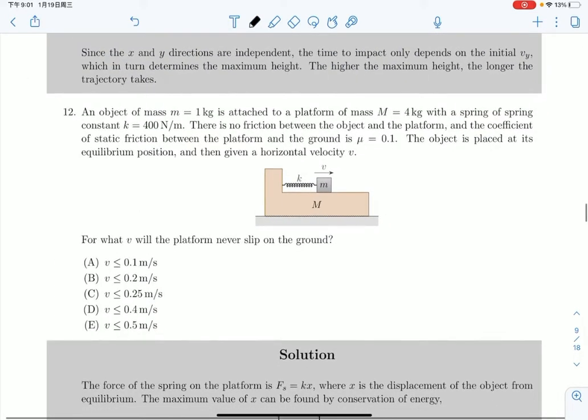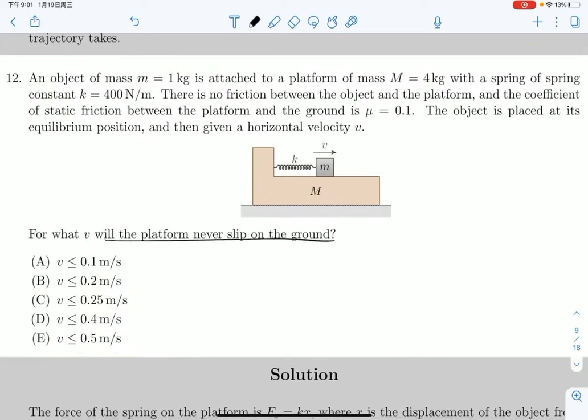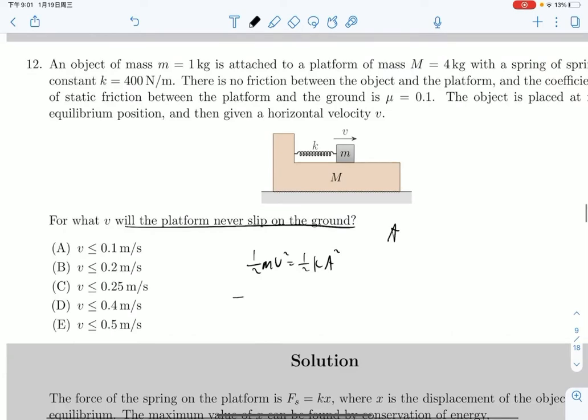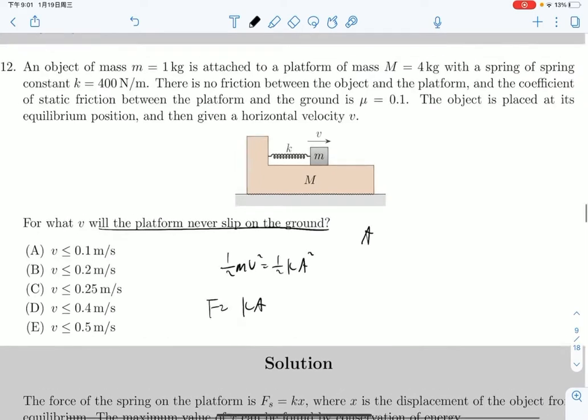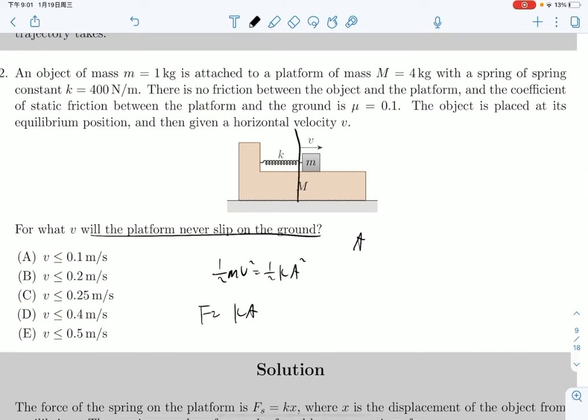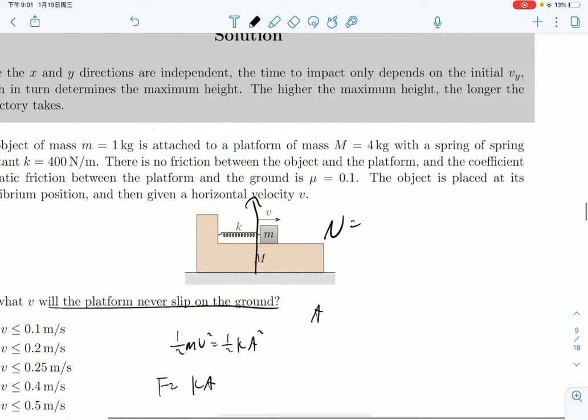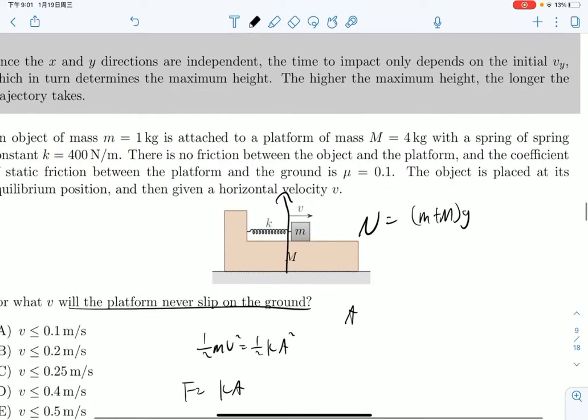So, for part V, will the platform never slip on the ground? From energy conservation, you have 1/2 m v squared is equal to 1/2 k a squared, where a is the amplitude, and you will have F is equal to k a, and the net normal force is equal to (m plus big M) g. And you know that it is frictionless over here, and there's friction of mu equal to 0.1 over here.